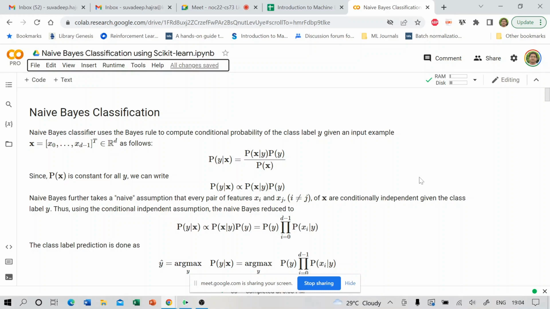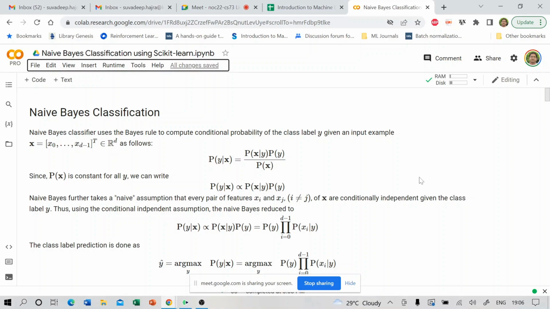The assumption is called the conditional independence assumption. So, given the class label, each feature is assumed to be independent of one another. Given the class label, each feature is independent of other features. So that is called the conditional independence assumption. Okay, so let me explain.